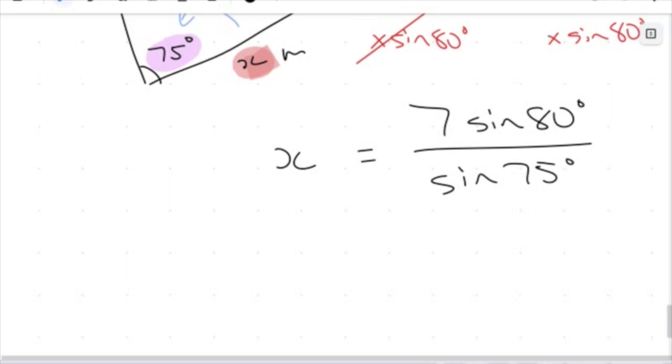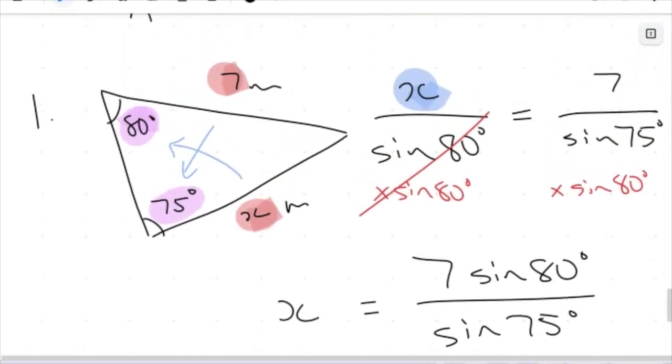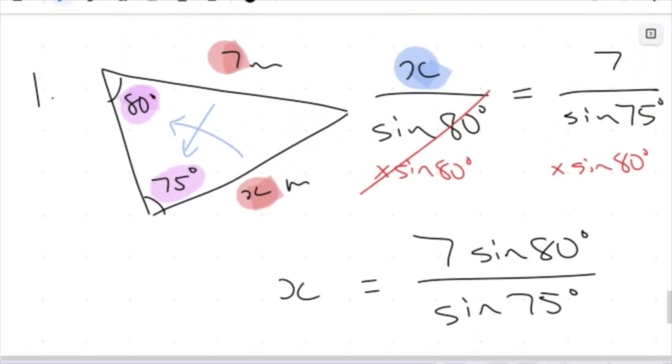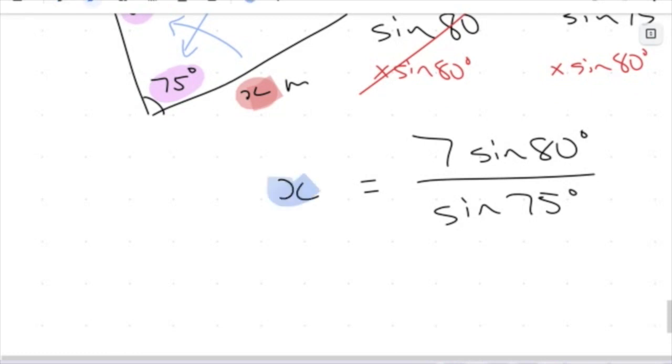So I've used my sine rule equation to set up an equation to solve for my unknown x. I do that by getting the sine of 80 to the other side of the equal sign, and here I end up with approximately 7.1 meters to 1 decimal place.